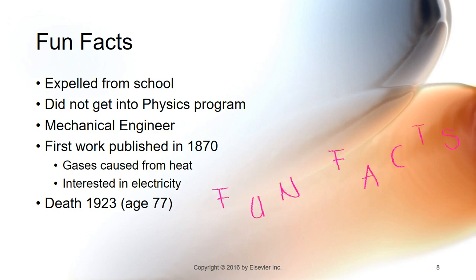But he ended up going to public school from the boarding school, and he didn't have the qualifications to go into the physics program he wanted, so he went into mechanical engineering. And then he eventually got into the graduate school for physics after showing that he did know what he could do. And his first work was actually published in 1870, way before he was playing with his tubes and cardboard, and they were about electricity and gases caused from heat.